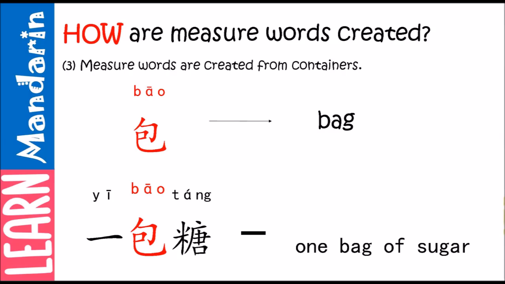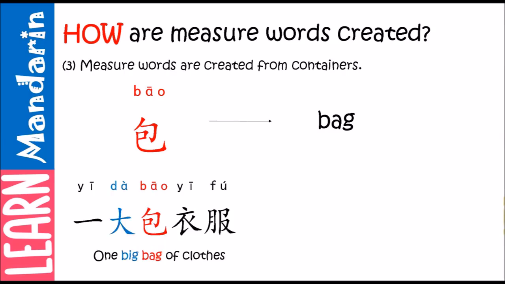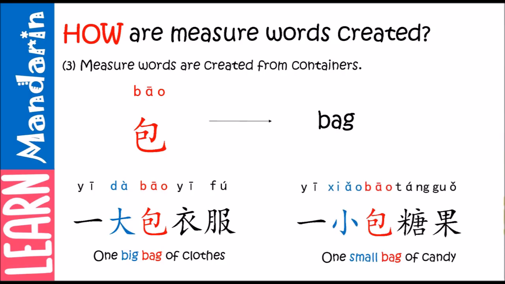If you want to put emphasis on whether the bag is big or small, you can place 大 and 小, just like in 一大包衣服, 一小包糖果.